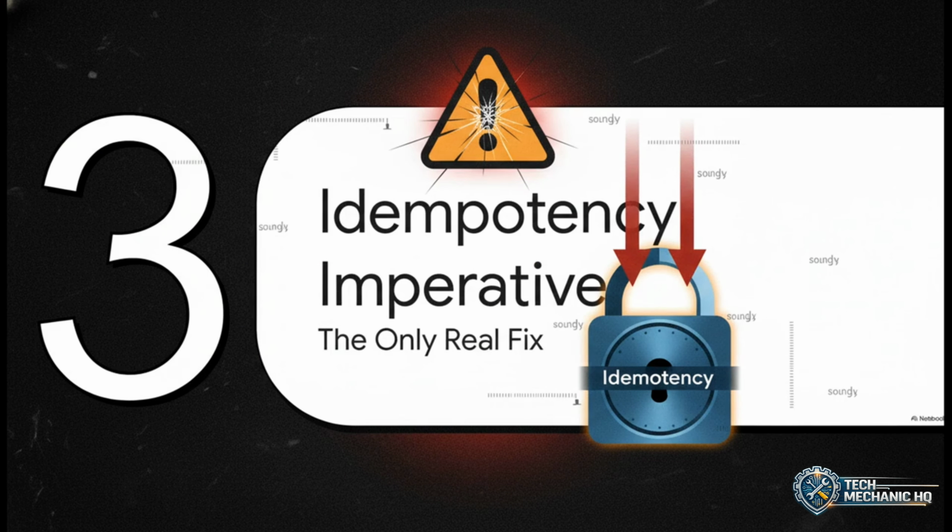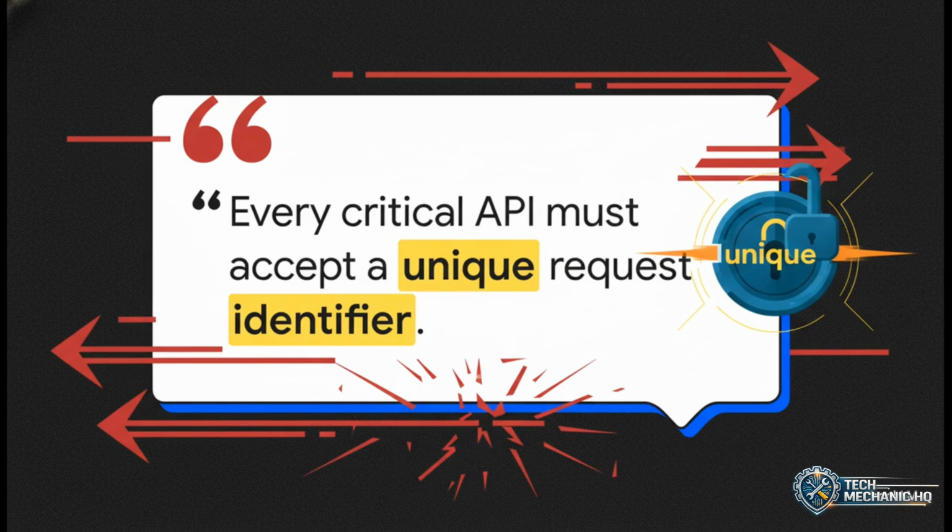So if the client is fundamentally unreliable, where do we build our fortress? The answer has to be on the server. The only real fix is an architectural principle called idempotency. The core concept here is so simple, but it is incredibly powerful. For any operation that changes something, like making a payment, the client has to generate a unique ID. This is usually a UUID, and you send it along in a header. Think of it like a unique fingerprint for that specific transaction, created before the request is even sent.